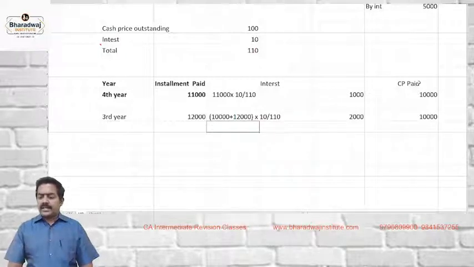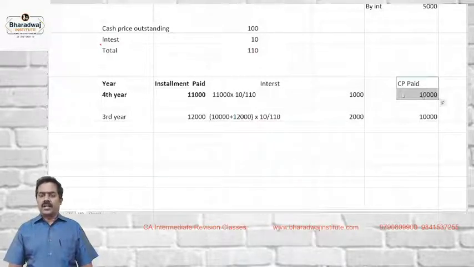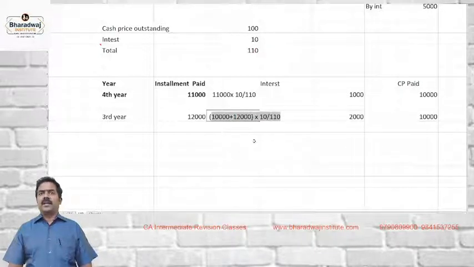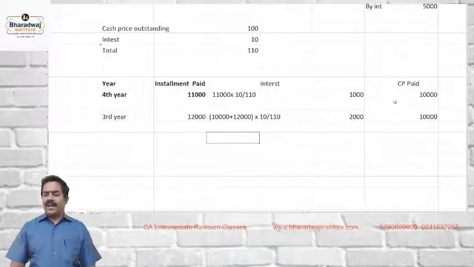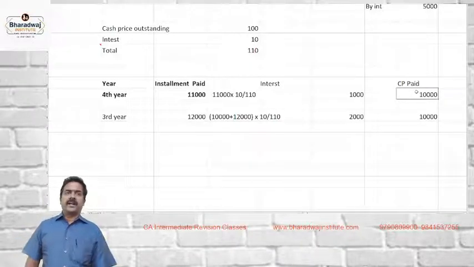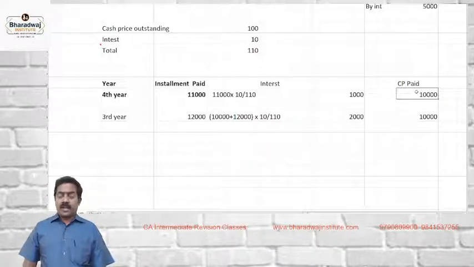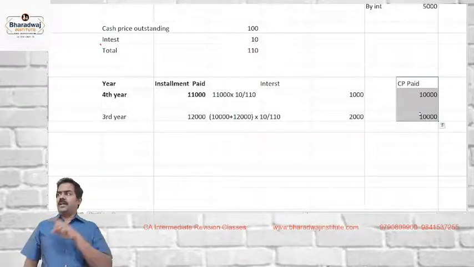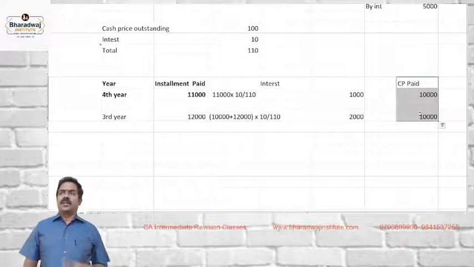Clear? This 10,000 was also outstanding. That's why 10,000 plus now 12,000 into 10 by 110. If you want to cross check, at the beginning of the third year, how much would have been outstanding? This was paid in fourth year. This was paid in third year. At the beginning of third year, how much would have been outstanding?